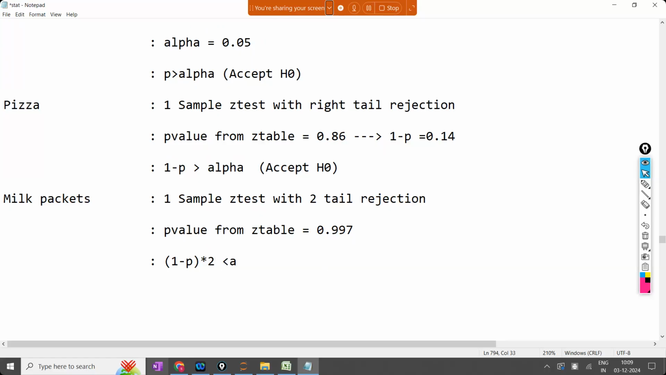Since 1 minus P into 2 is less than alpha, we have to reject the null hypothesis. That is the reason we have rejected the null hypothesis. Even from the plot also you have rejected. Even from the second option also we are going to reject. Is the point clear for everyone?